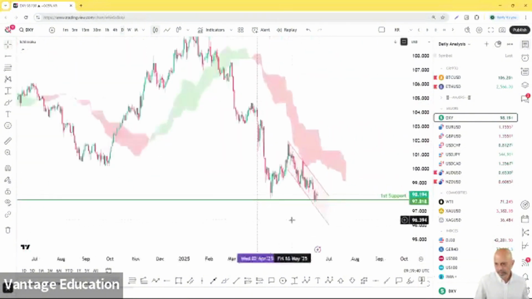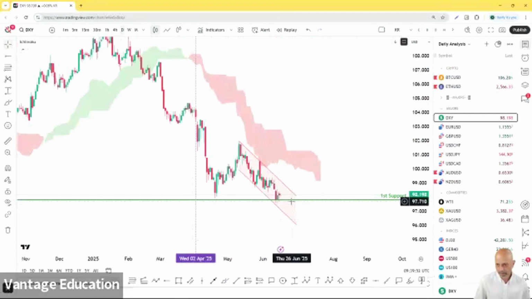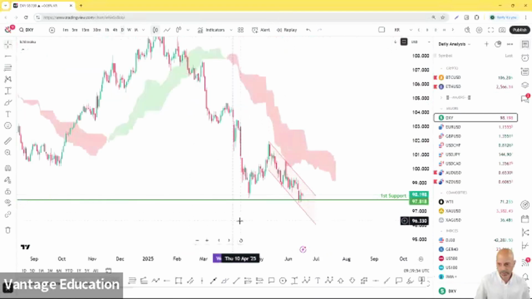Right, and this is where the dollar index managed to stabilize last Thursday and Friday. So you can see very clearly the level at 97.81 is a very significant multi-swing low support, which we have labeled as the first support here. If this level gives way, where's the next potential support?